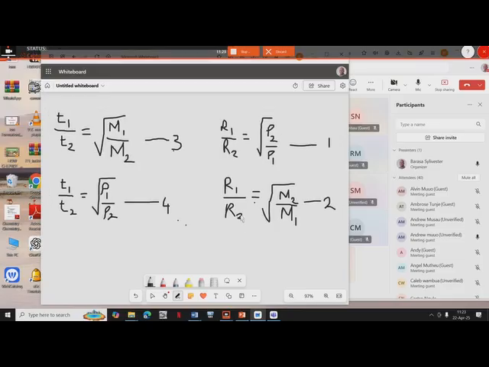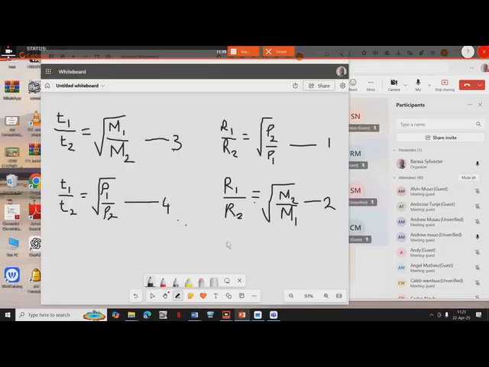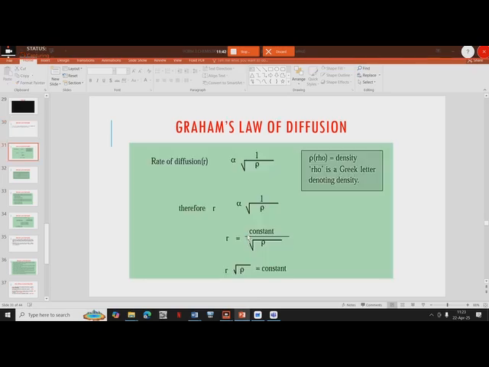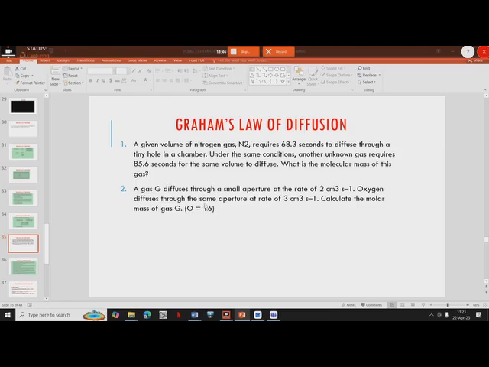So having done that, I now want to look at examples to emphasize my points here. So these are the 4 equations. Depending on the question, you can choose which one you are going to use, depending on the values you are given in the question. So I want to begin by looking at what we had in our notes. This one here, the first question.